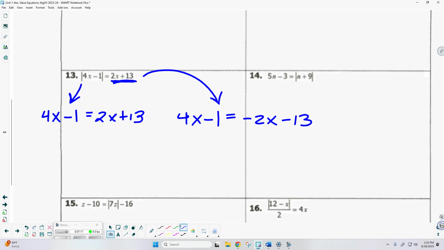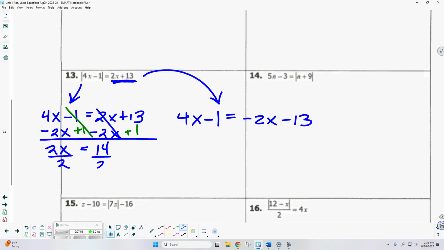Okay. What would you like me to move in the first one? 4x or 2x? Let's move the 2x. So I'm going to subtract 2x from both sides. Opposites cancel. 4x minus 2x is 2x. Now, if you want to keep it one step at a time, you're more than welcome to. I'm going to go ahead and combine the constants as well. So if I add 1 to both sides, what should 2x equal? 14. And how do I solve for x? Divide by 2. There you go. So my first possible answer, I got 7.